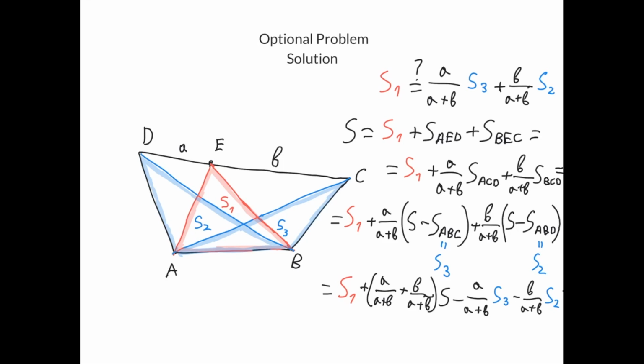But now notice that we can cancel out the S's, because this S equals this S up there. Indeed, in this parenthesis, the expression equals 1. And here we have 1 times S, and here we have 1 times S, so we can cancel them. And what's left is 0 equals S1 minus A divided by A plus B S3 minus B divided by A plus B S2. So this is exactly what we needed to prove.